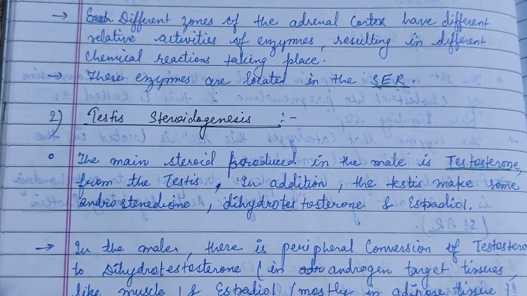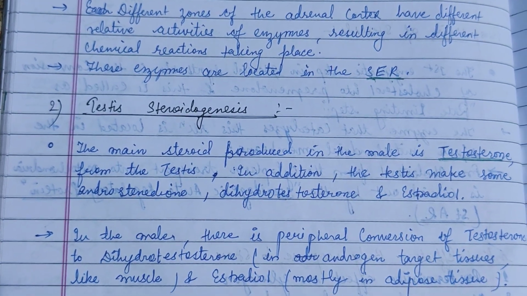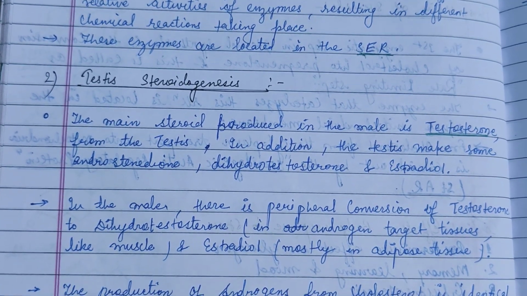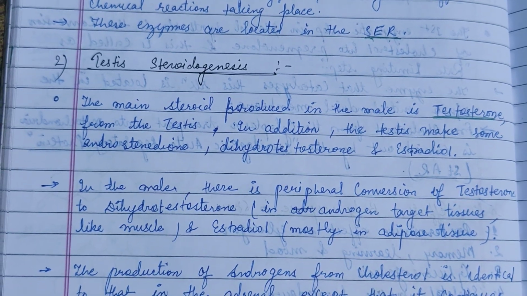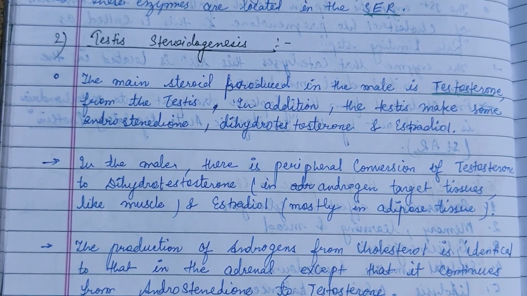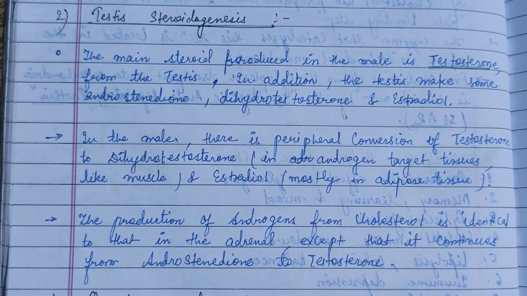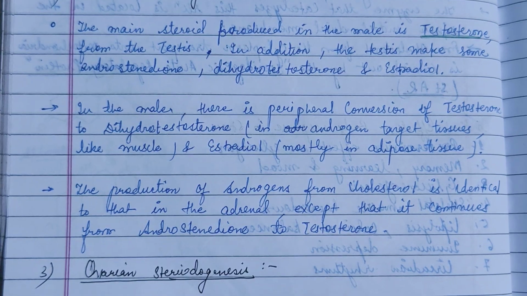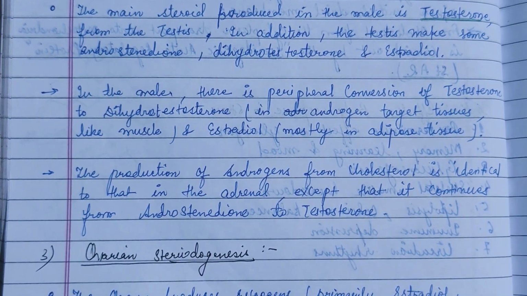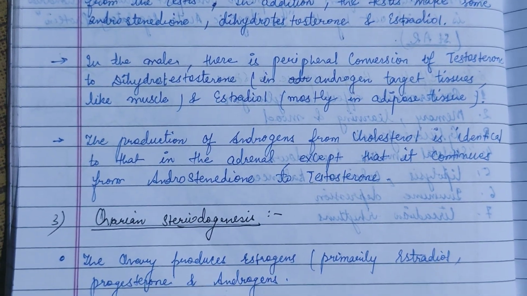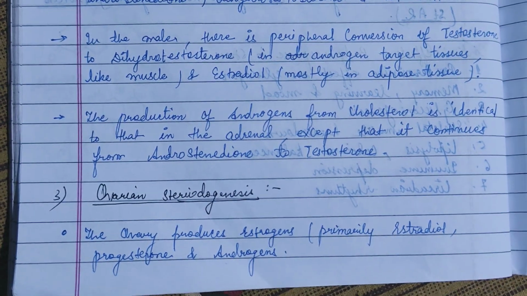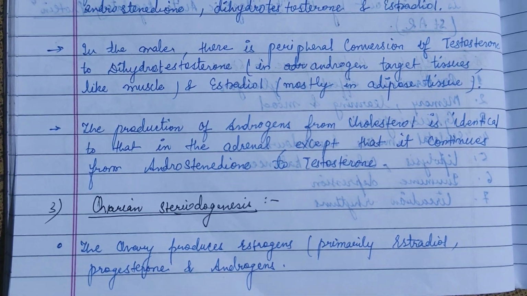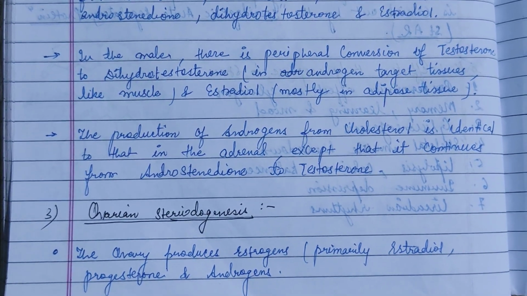Next is testis steroidogenesis. The main steroid produced in the male is testosterone from the testis. In addition, the testis makes some androstenedione, dihydrotestosterone, and estradiol. In the male, there is a peripheral conversion of testosterone to dihydrotestosterone in androgen target tissues like muscles, and to estradiol. The production of androgen from cholesterol is identical to that in the adrenal, except that it continues from androstenedione to testosterone.